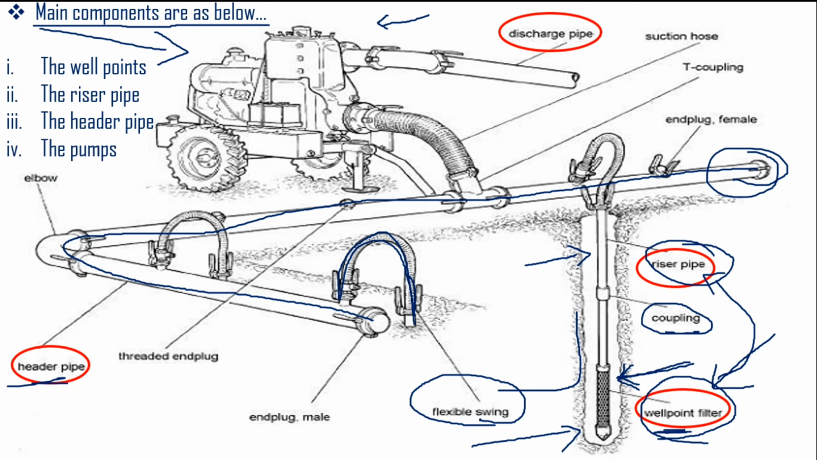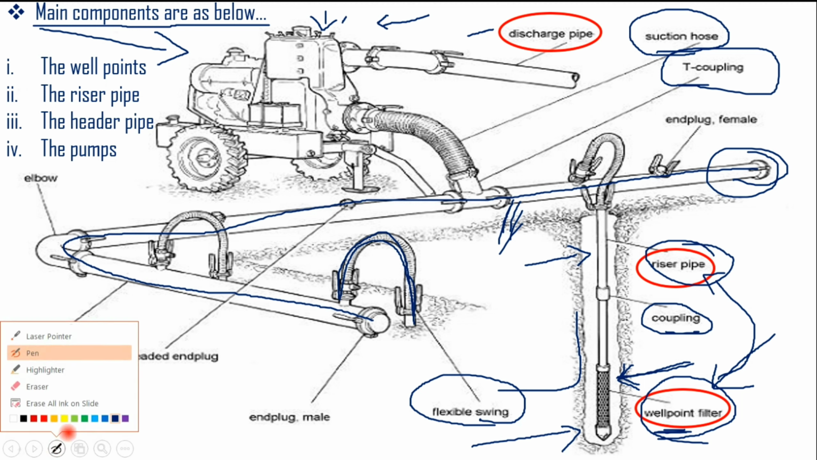Clear? Now, after that, the entire header pipe is connected to my pump or to my generator through a suction hose. And that suction hose helps to connect my generator or motor with my riser pipe and with my header pipe. Okay, and that header pipe also connects with the T section, which is represented as the T coupling, and the last one is the discharge pipe.